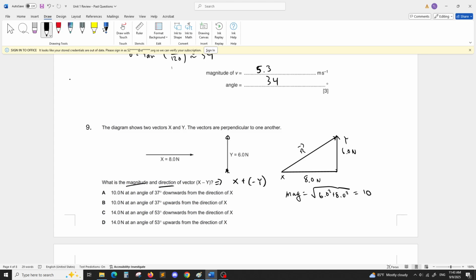So we see that it's downwards from the direction of x, so basically east. So it's obviously going to go upwards because this direction is going up, so we can eliminate these two answers because we know for sure they're not it. And then we can just do a rough calculation. So our angle is equal to tan inverse of 6.0 divided by 8.0, which should be 37 degrees, which is B.